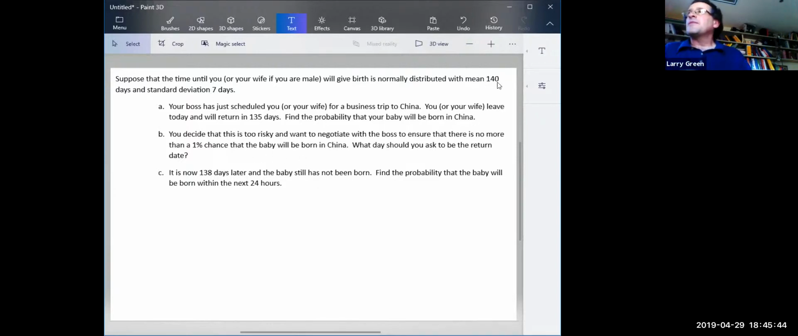Okay, and the mean is 140. When people ask, when are you expecting? That means I'm expecting in 140 days. Does that make sense? The standard deviation is 7 days, which tells you that saying you're expecting in 140 days does not mean you're going to have the baby in 140 days.